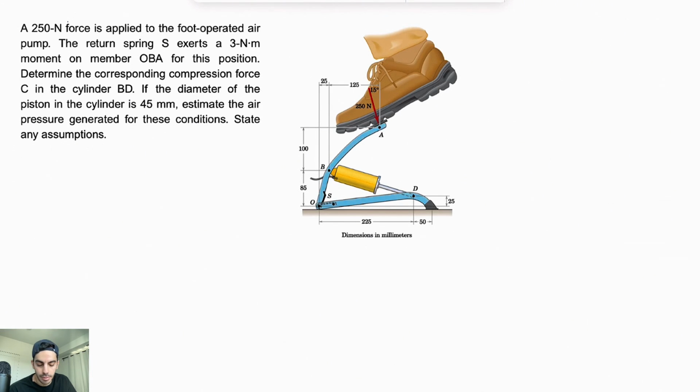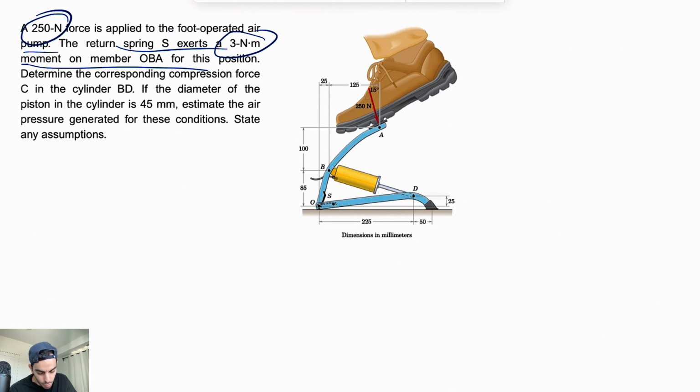Alright guys, welcome back. We're going to be solving the question from chapter 4 of Engineering Mechanics by Meriam, and we have a 250 Newton force that is applied to the foot operated air pump, and we have a return spring S that exerts a 3 Newton meter moment on member OBA.